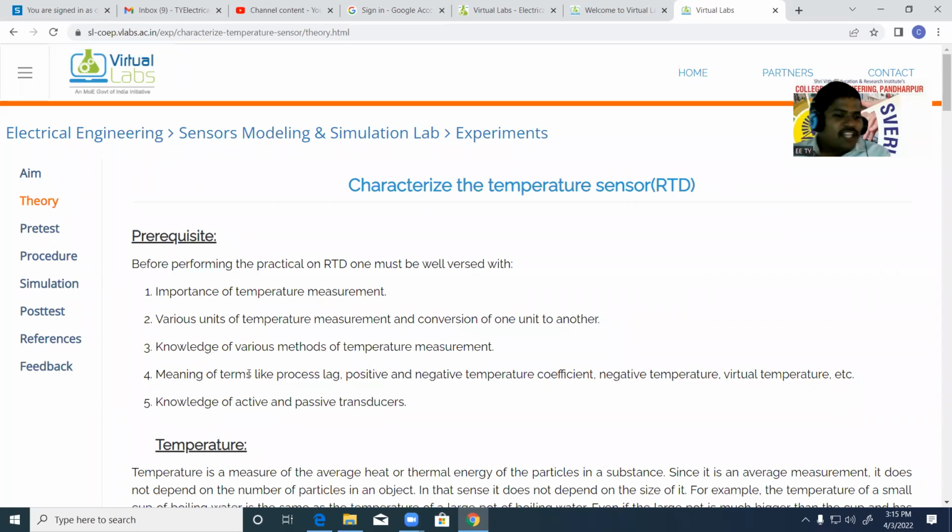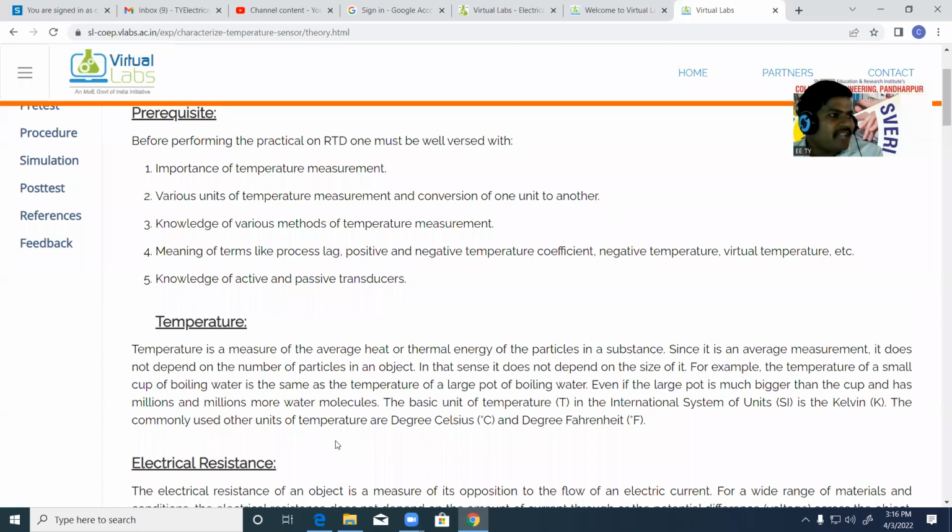Then knowledge of various methods of temperature measurement, meaning of terms like process lag, positive and negative temperature coefficient, then negative temperature and virtual temperature. Okay, so some negative temperature it will also show while doing a simulation. It will show that temperature, and knowledge of active and passive transducers. Okay, so these are the prerequisites of that experiment.